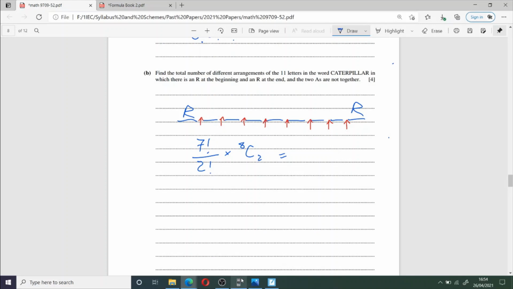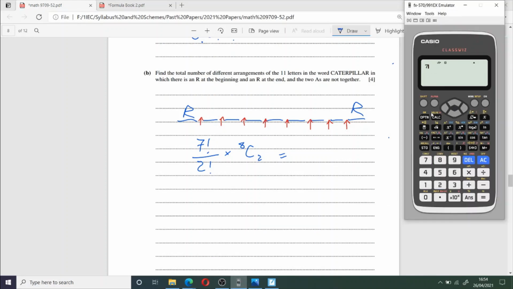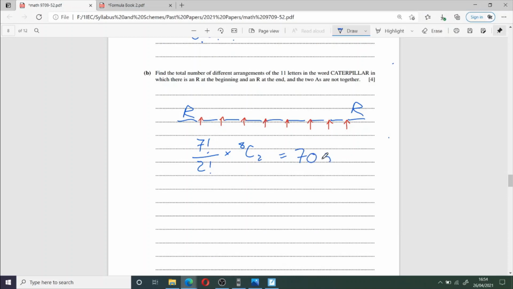So let's plug that into our calculator. 7 factorial divided by 2 factorial, and then times that by 8 choose 2, which is 70,560.